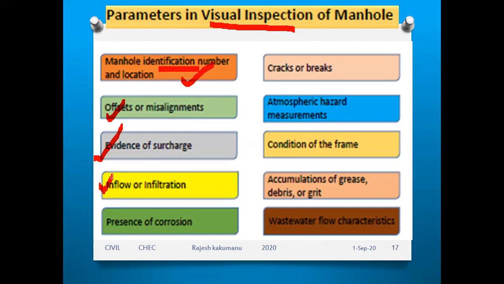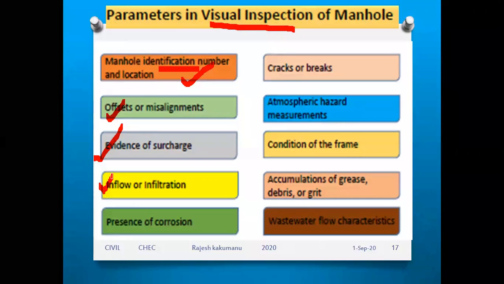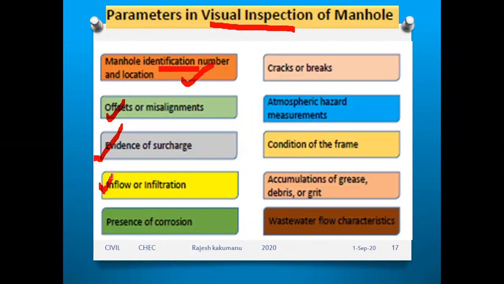Next, inflow. What is the rate? You have to find out what type of rate it is following for this type of sewer pipeline system based upon the diameter of the sewer pipeline. Presence of corrosion. We have to check whether any corrosion has happened in the concrete and steel structures of the sewer pipeline, inside the sewer.